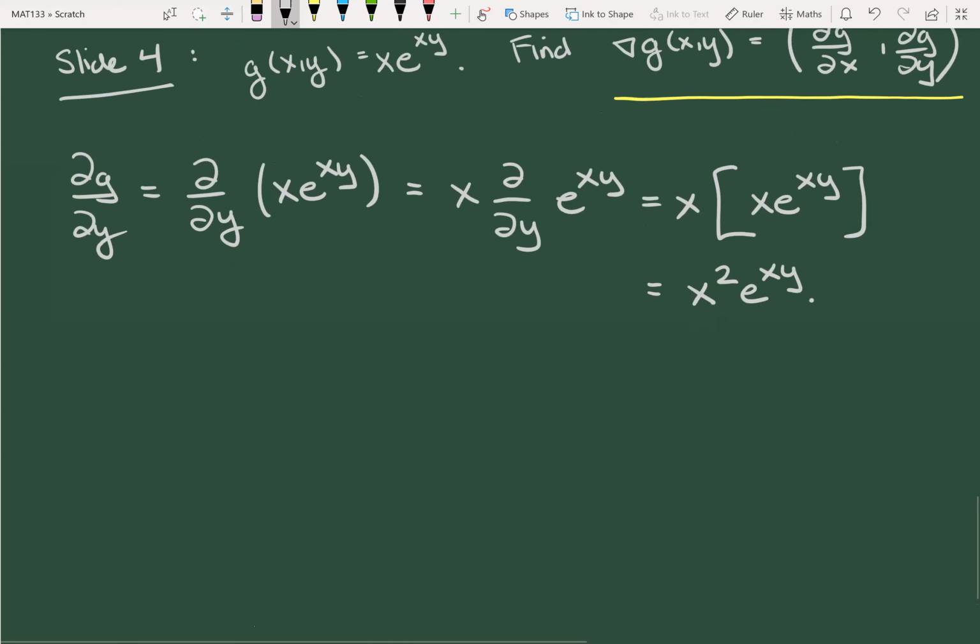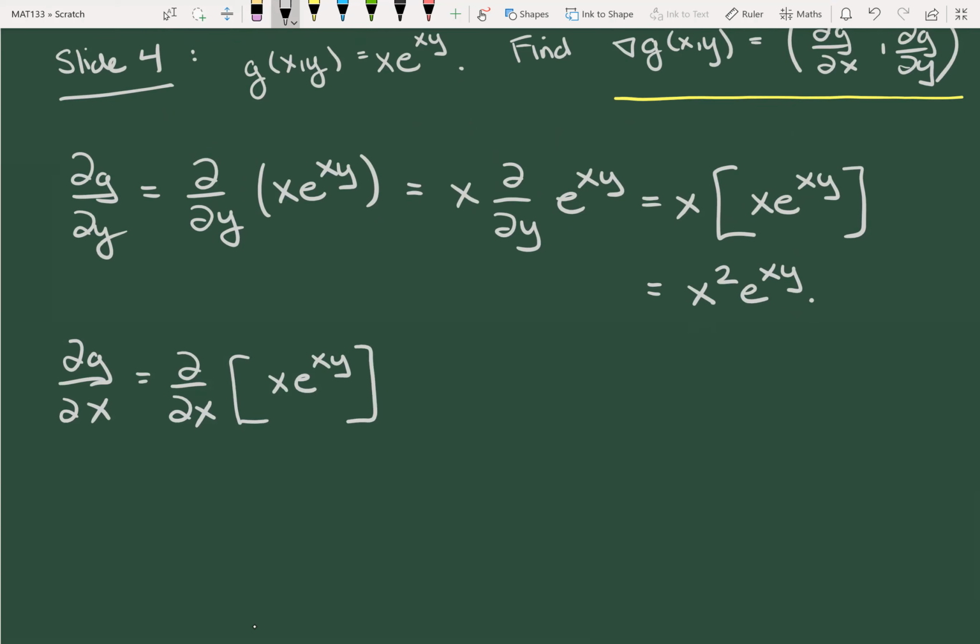So now let's compute the more interesting one, the one that's actually going to differentiate the answers. We need to now compute the x derivative of x e to the xy. Now this time I can't pull the x out, right? I'm differentiating with respect to x. It's not a constant anymore. So I have to product rule it.